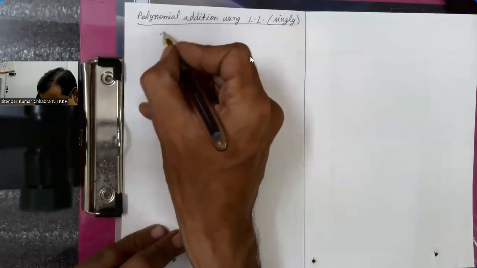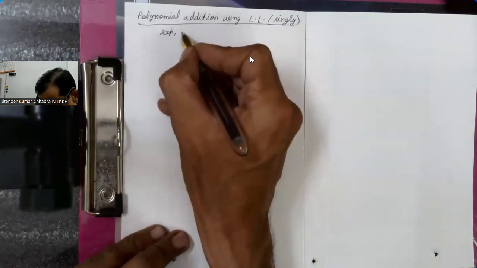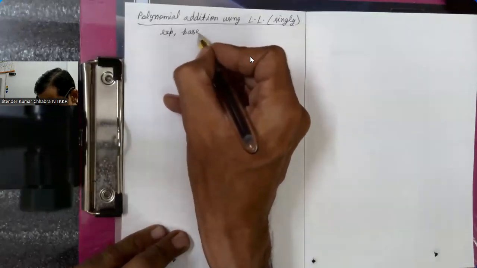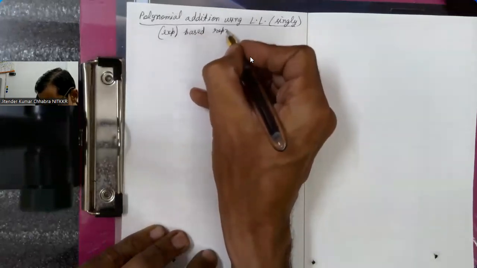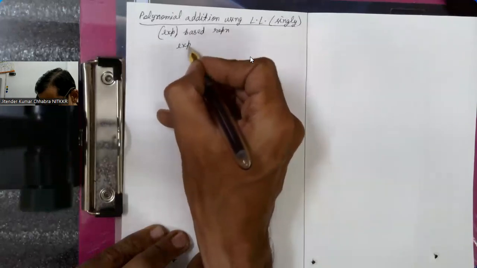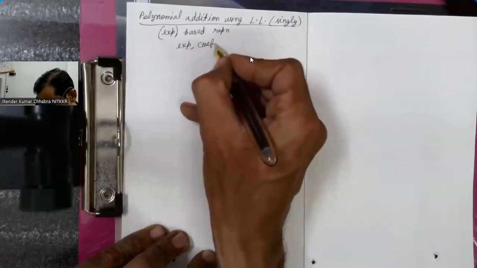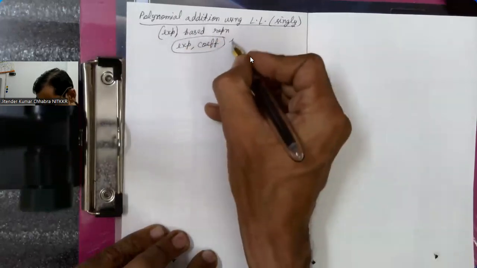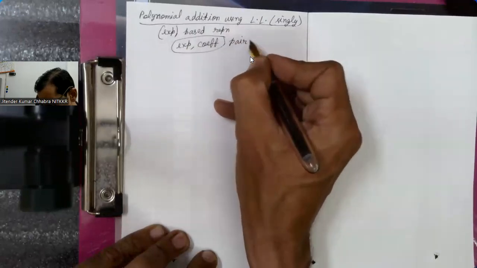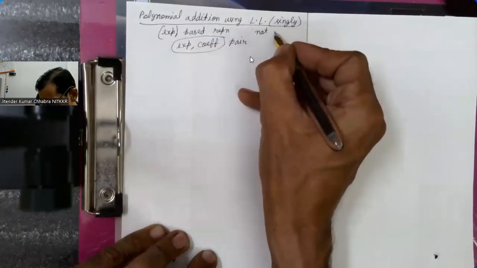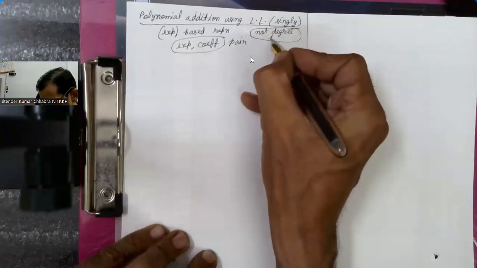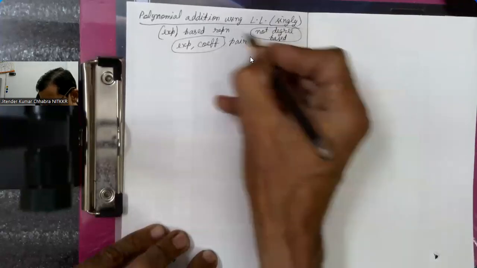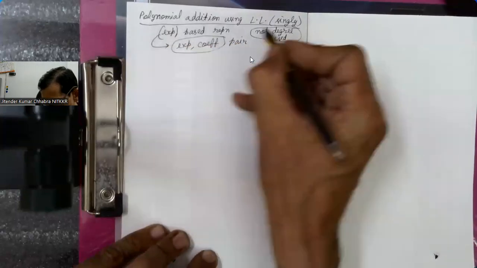Meaning that if I assume, for the time being, that I am using exponent-based representation, that effectively means that I am storing every term's exponent and coefficient as a pair. This pair is not stored degree-based. For the time being, we are discussing the implementation using the exponent-based representation.